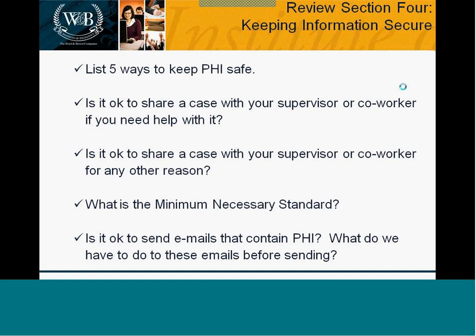Is it okay for me to share information with my supervisor or coworker if I need help with it?